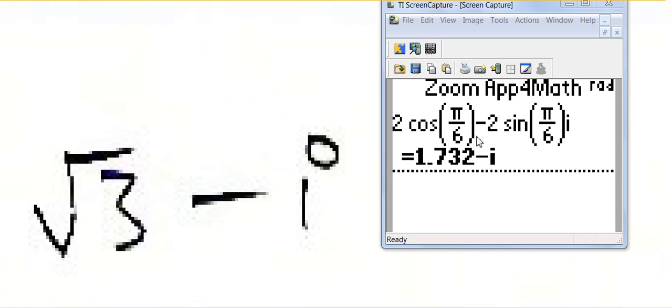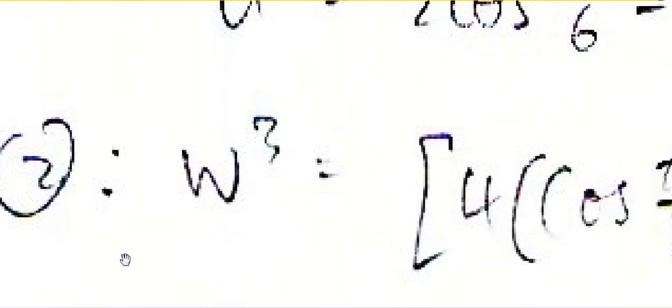So this is the syntax I type into the GC. You can see that the answer generated is 1.732 minus i. How do I know that 1.732 is exactly the same as root 3? Simple. Simply square 1.732, and you will end up with 3. So if you get a 3 after you square it, it should be a root 3 before you square it.